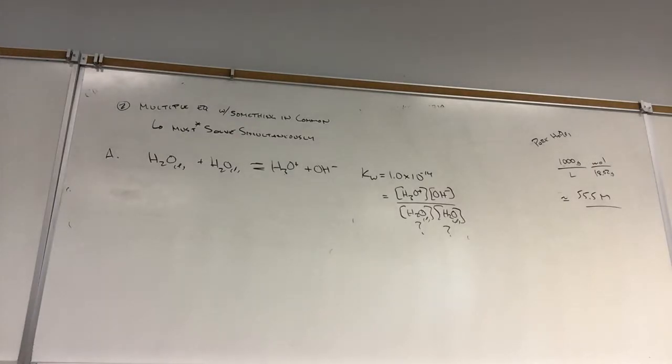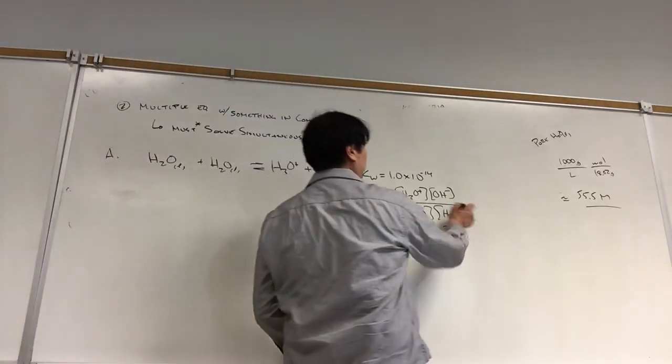Wait, there's 1,000 grams in a liter? Yeah, of water. So why do you have hydronium and hydroxide over water? It's products over reactants. Oh, I see. So what we do is this. We say this.